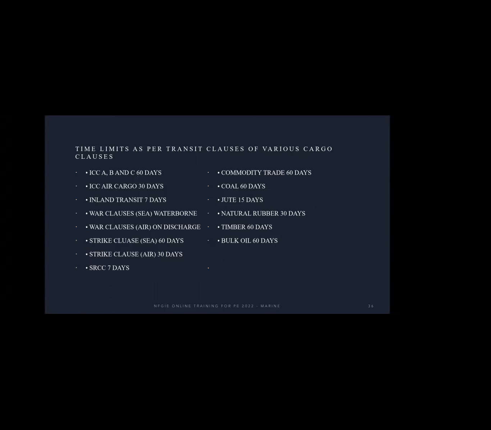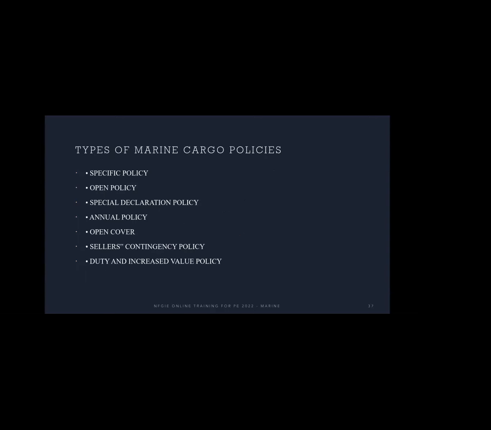Now, just a small summary of the various time limits of various clauses. You can go through it at your leisure. In addition to this, I would recommend that you go through the commodity clauses. What is the risk covered? What is the subject matter insured? In addition to the time limits, that will give an overall picture of the various commodity clauses. Due to paucity of time, we are not stepping into the commodity clauses.